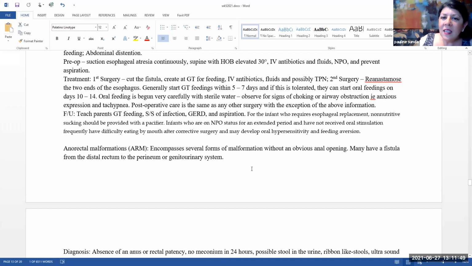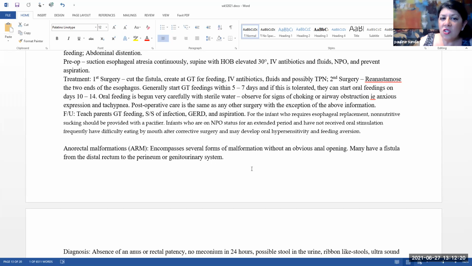So this typically has a few surgeries. The first surgery is they want to cut the fistula and then create a gastrostomy tube for feeding. They will be given IV antibiotics and fluids, and then even possibly TPN. The second surgery, they will do a reanastomosis of the 2 ends of the esophagus. Generally, gastrostomy feedings start within 5 to 7 days, and then if this is tolerated, they can very carefully start oral feedings on days 10 to 14.